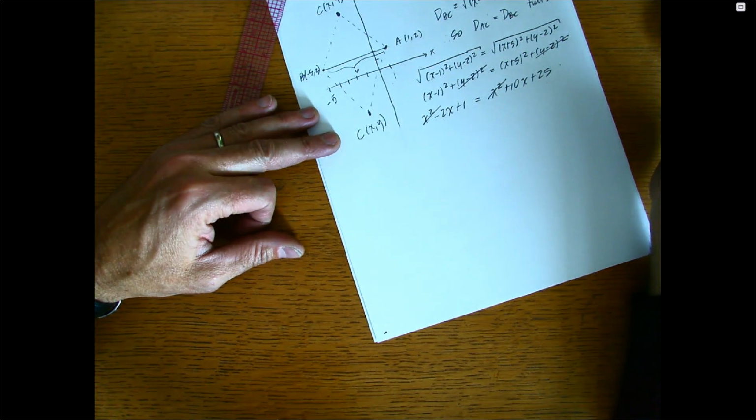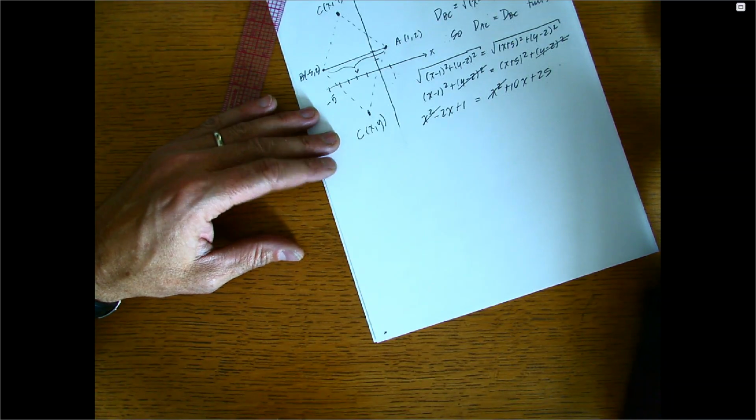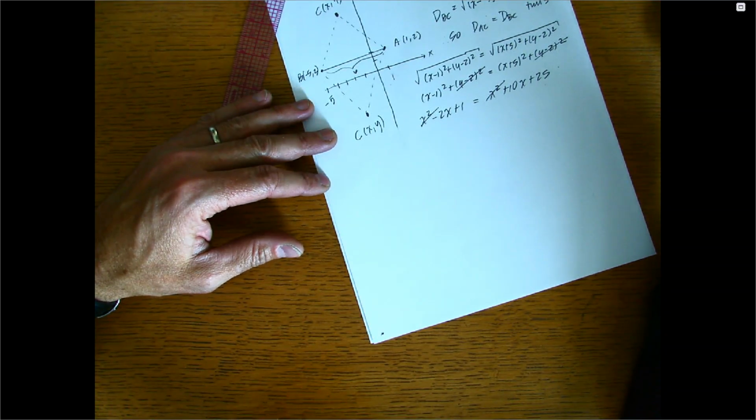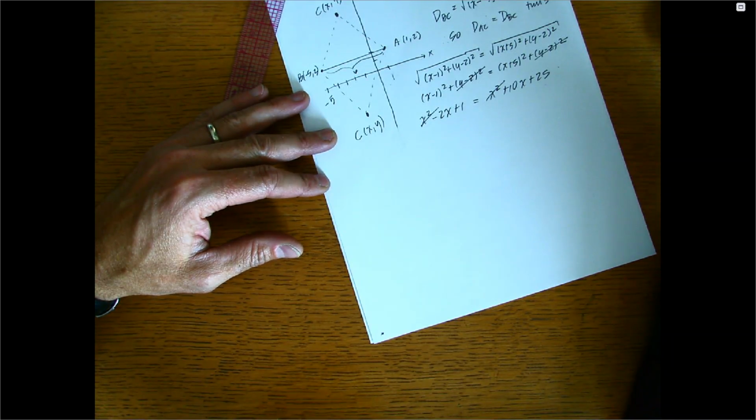And let's see, did I make a mistake? Looks like 12, 24. Oh no, I think we're all right. Let's see what happens here.